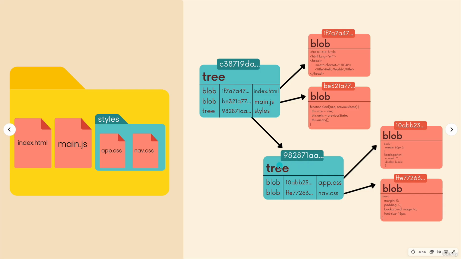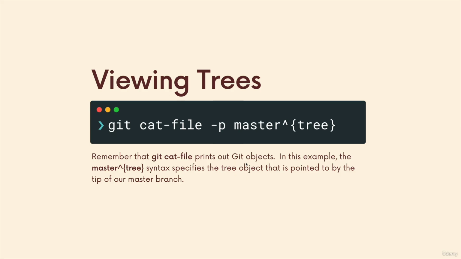And that tree stores two blobs, 10ABB, which is app.css, and then FFE77, which is nav.css. Those are the contents there. So the last thing I'll show you in this video, we're not going to make any trees right now, but I'm going to show you that in an existing repo that has history, we can view trees, just like we could use cat-file to view blobs. We can use cat-file to view trees.